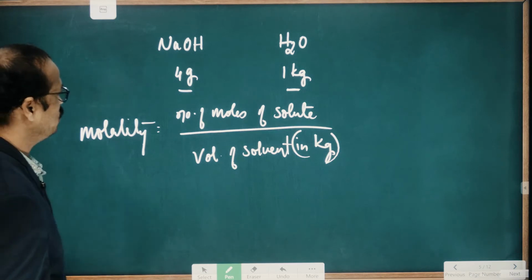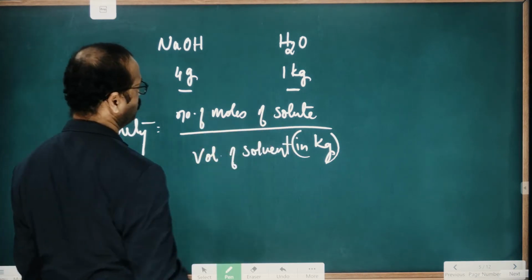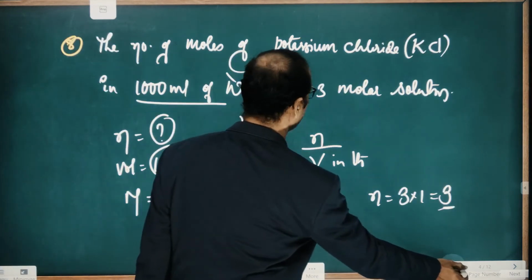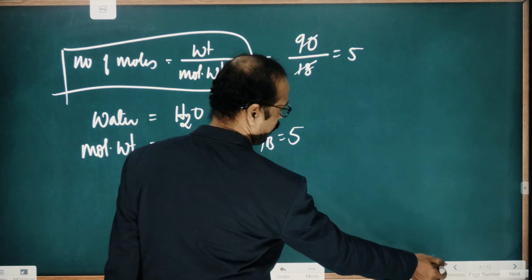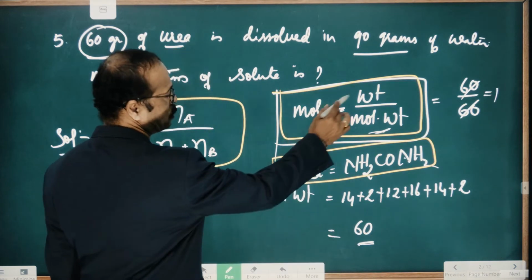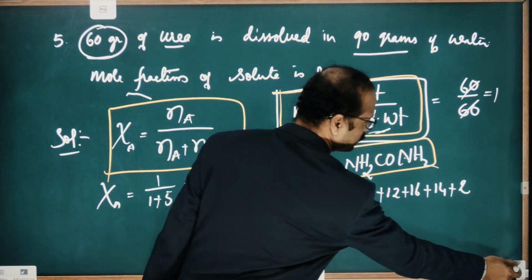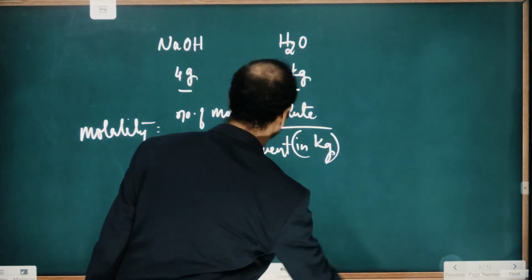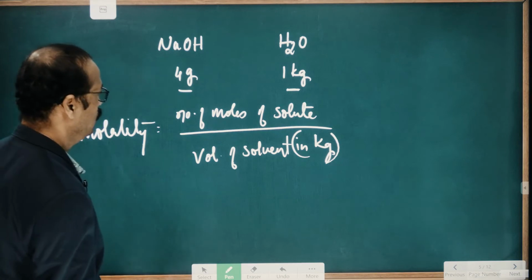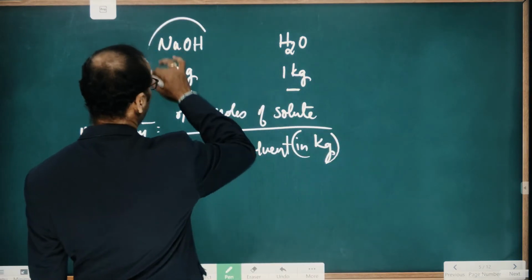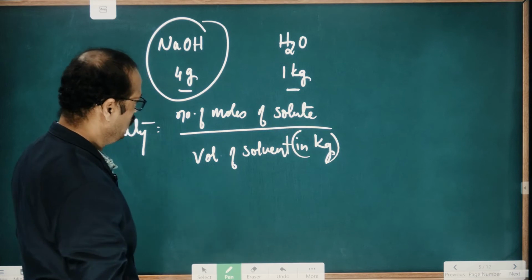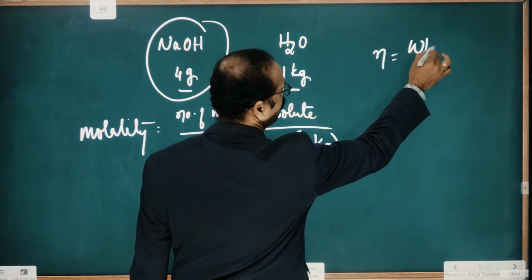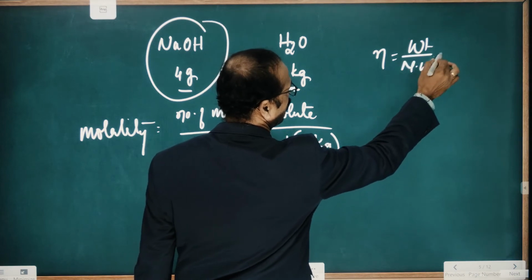So, first we need to find the number of moles of solute. Just now in the previous slide, you were given the formula: number of moles is equal to what? Weight by molecular weight. So we are finding the number of moles of solute, right? So the number of moles of solute, n, is equal to weight by molecular weight, right?